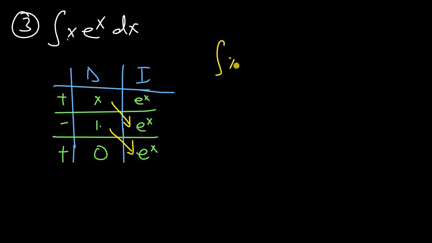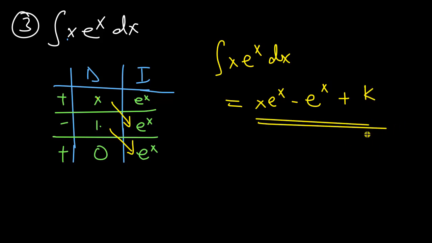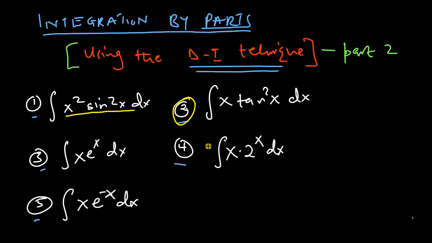So my integral of x e to the x dx is going to be positive x times e to the x, that's x e to the x. Then we've got minus 1 times e to the x, that's minus e to the x, plus a constant of integration, and that's our final solution for this. Yeah, this has been pretty short, which is nice. So let's look at which other problems we have.